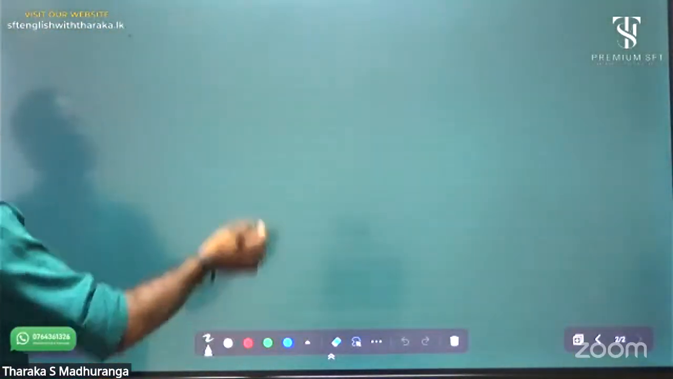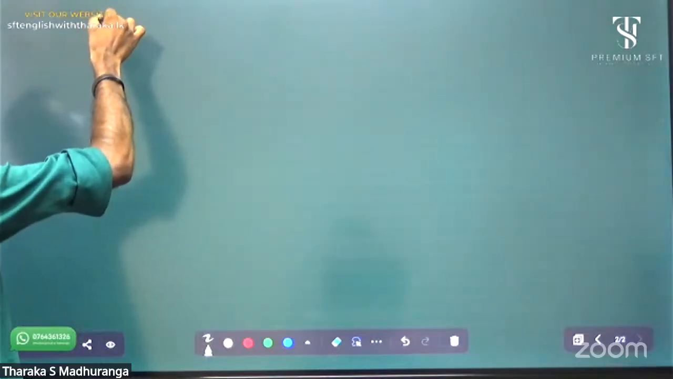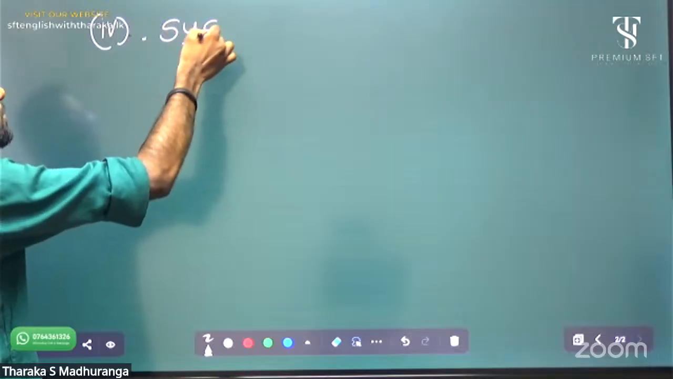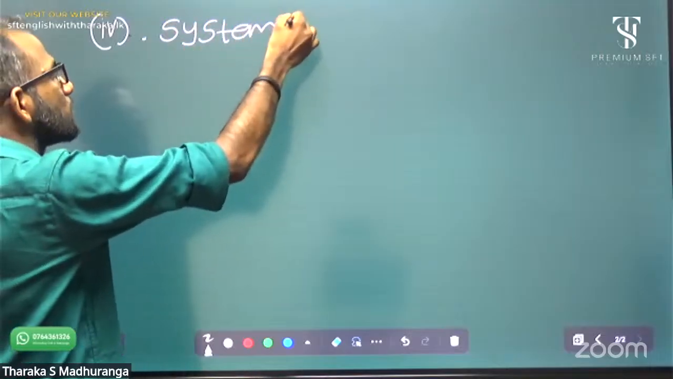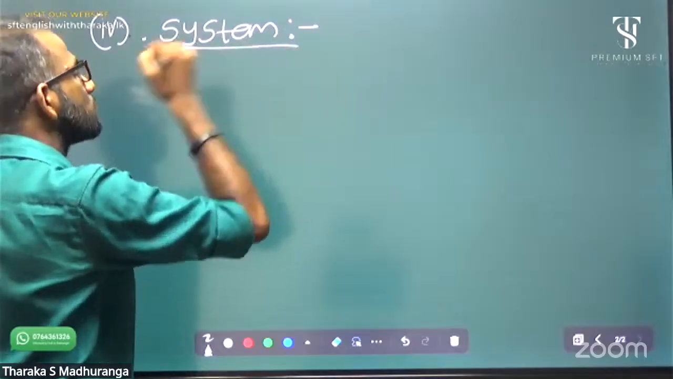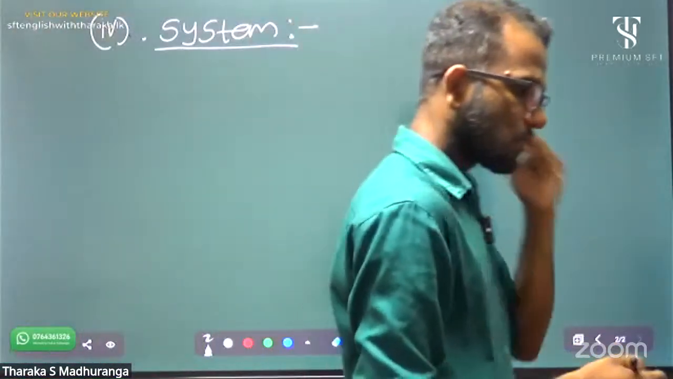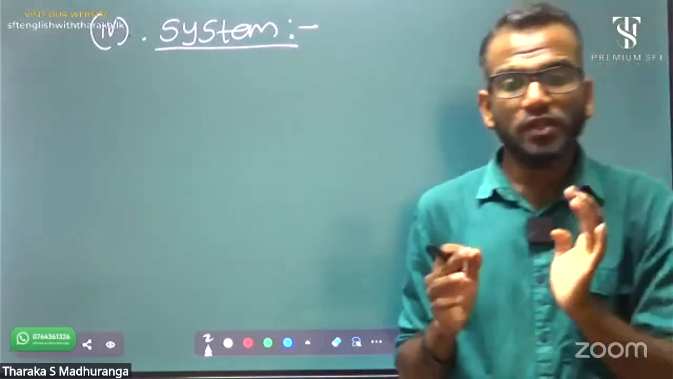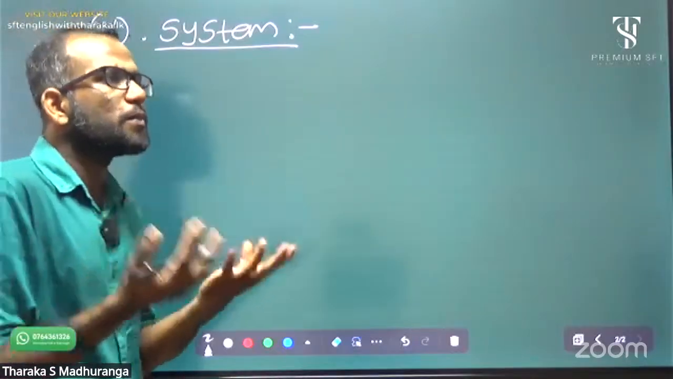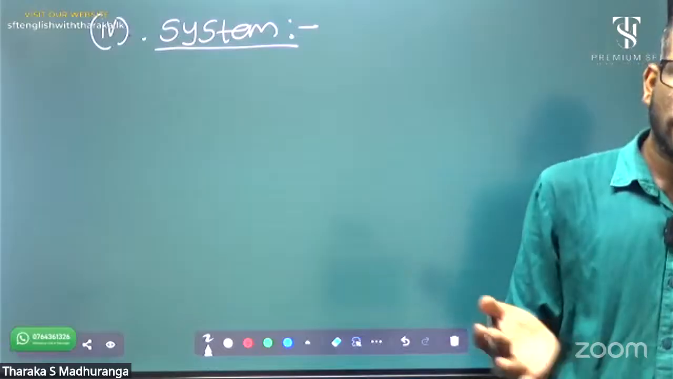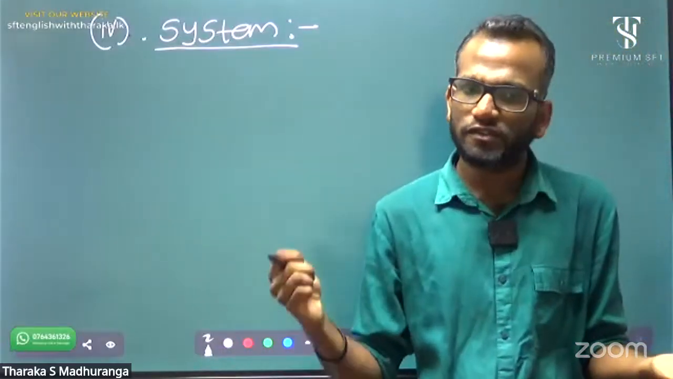Okay, write down the fourth keyword, system. This is the most important one. System. Okay, what's the meaning of system? System means a system is what? System means a set of things. What's the meaning of system?